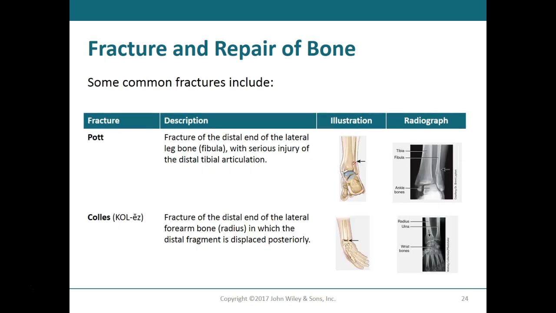Alright, so we mentioned that sometimes fractures are named after the people that first described them, and here we see an example of that. One is the Colles' fracture, which is a fracture of the distal end of the lateral forearm bone on the thumb side, and that's the radius. So that radius is broken there at the distal end where it is closest to the hand.